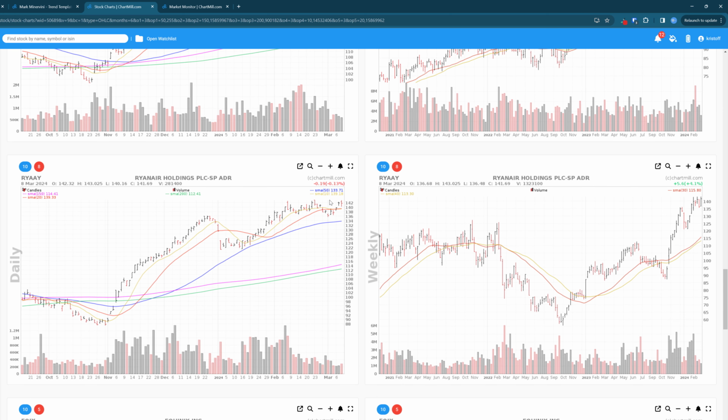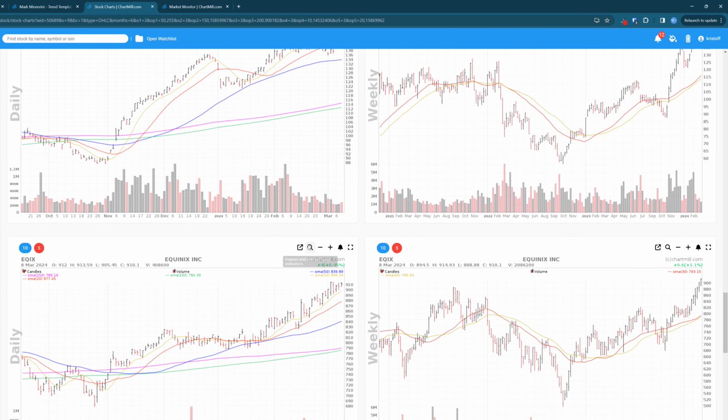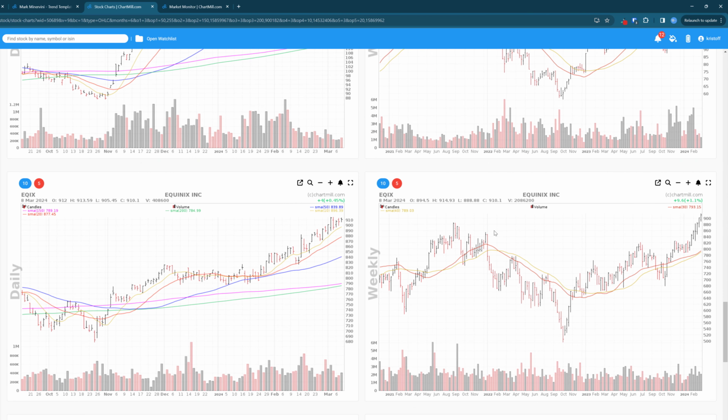So if it can break out above this high at 143, then with a tight stop loss below this swing low, it's a nice low risk setup. Equinix, more difficult one, but very strong price action.